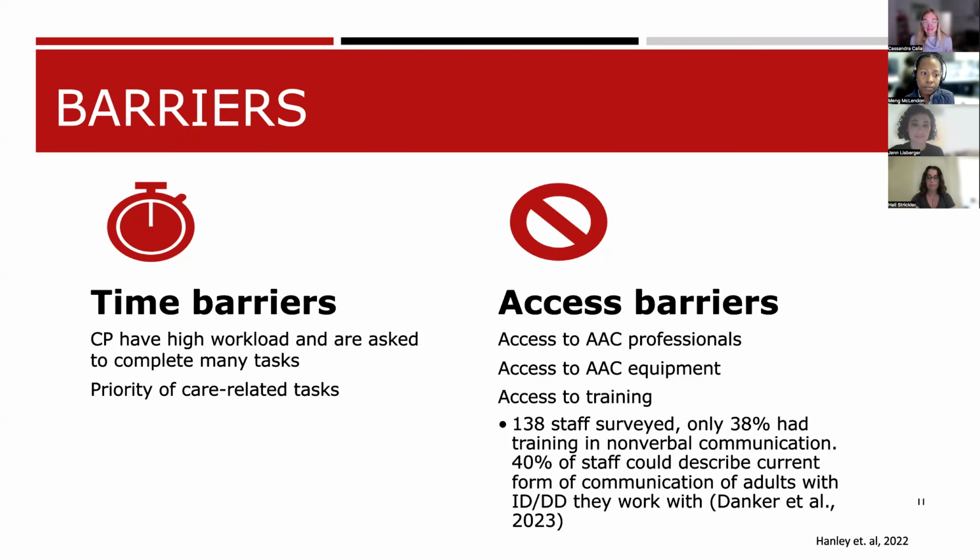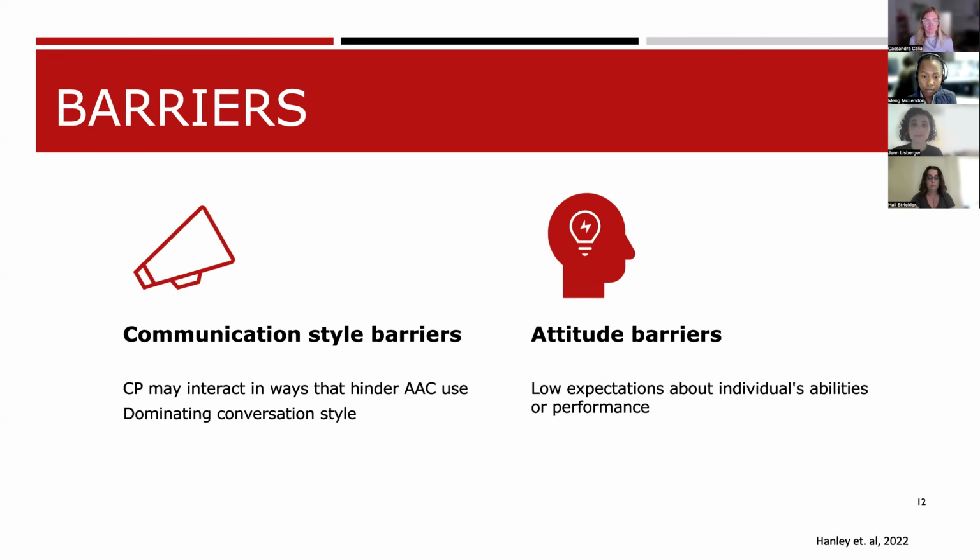And then this last point under access barriers, access to training. Wait, 40% of staff could. Yeah, okay, only 40%. Wow, I'm mixing up my own numbers. Only 40% of staff could identify the current form of communication of adults with ID or DD that they work with. Only 40% understood how that person communicated. That's unbelievable. We have to be teaching folks who work with these individuals what they use to communicate. They need to be part of that conversation.